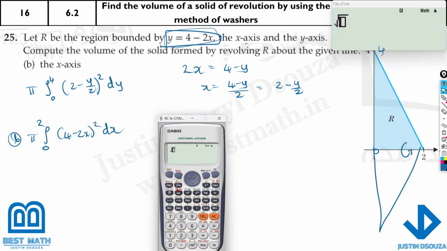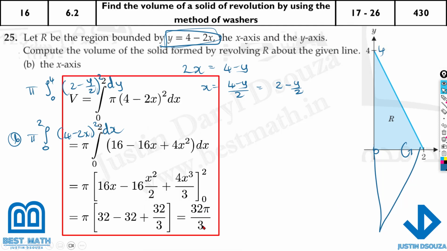We can't change this. Let's write it anew. Sorry. Integral 4 minus 2x, close the bracket and square it up, and it's from 0 to 2. And here we go, it's 32 by 3 pi. It should be 32 by 3 pi, or 32 pi by 3.